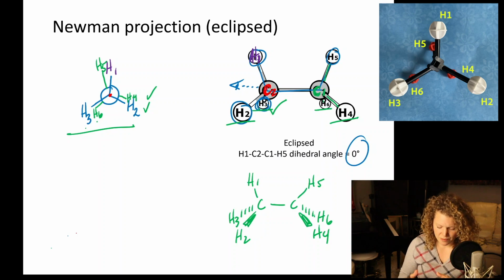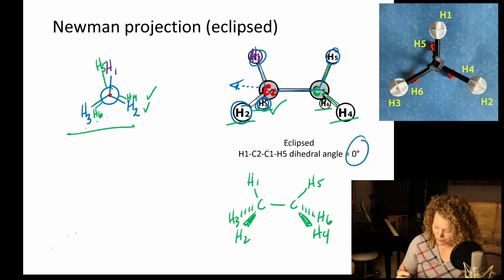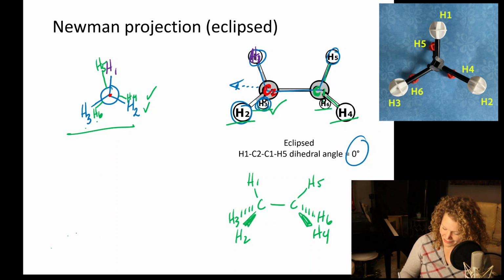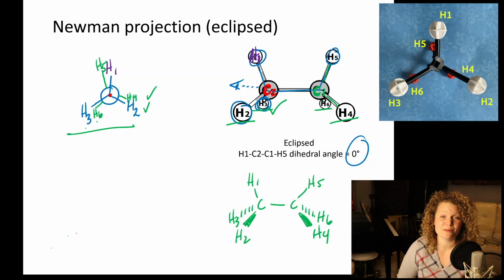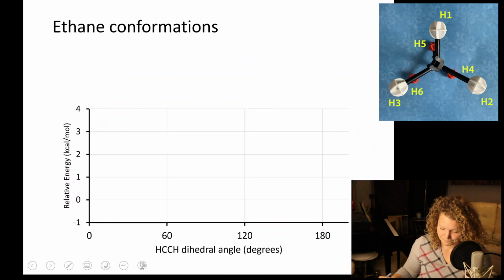Now, these could be switched. It depends on how you take your molecule and flip it over. But remember that if something has a wedge and the other side also has a wedge, it is going to be on the same side of the Newman projection when you're looking right at the Newman projection.